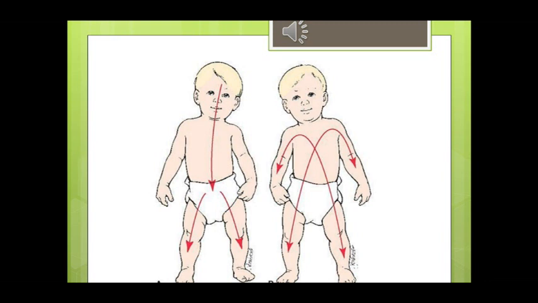Now this is a picture that shows physical development in children. The first picture shows the direction of physical development. It starts at the head and proceeds towards the toes. This is called cephalocaudal development. So the muscle development starts at the head first and proceeds towards the toes.